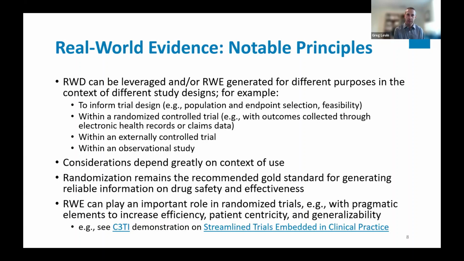So looking at registries or natural history studies or other electronic medical data or claims data to try to determine appropriate populations for enrollment, or to try to inform the appropriate endpoint selection, or to try to inform the feasibility of a study and sample size and power calculations. This is a basic and important use of real-world data and real-world evidence.